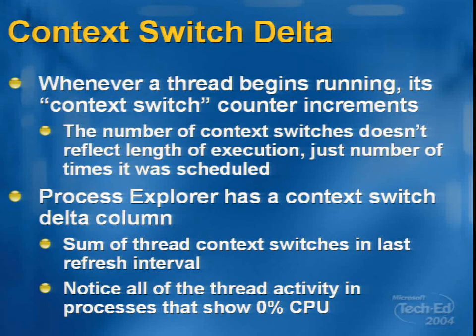What I'm really interested in is how many context switches take place in that refresh interval that I'm looking at. So if I've got Process Explorer refreshing once a second, how many times have the threads of a particular process actually run? They might not even show up in the CPU usage, but they've actually run.